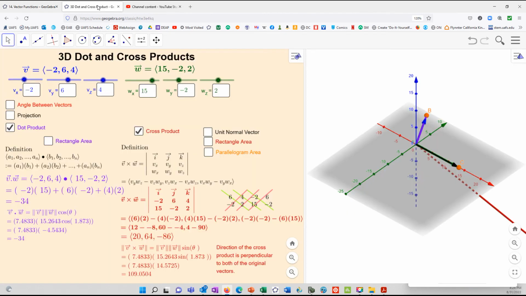All right. There's a good introduction to this app and a review of what we've talked about on 3D dot products and cross products and visualizing now in the full generality in 3 dimensions.